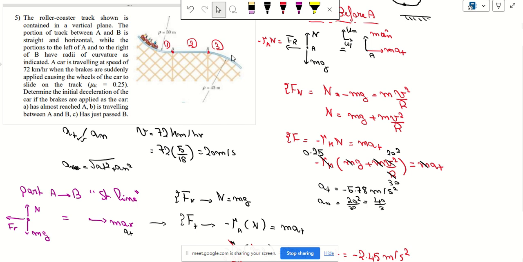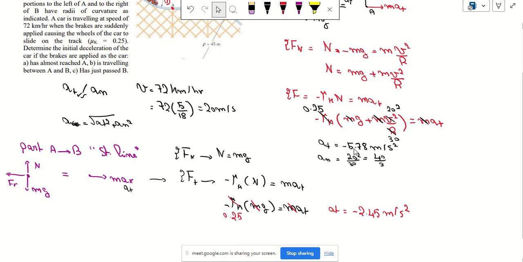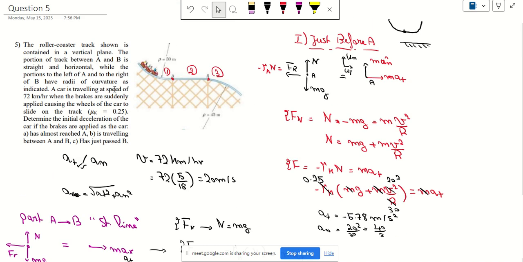And you just see that the a_t, which is responsible for the change of the speed or the magnitude of the velocity, is negative, which means that yes, I'm starting with 72 kilometers per hour, but now I am decelerating. At point A I'm having a velocity which is less than 72 kilometers per hour, and at point B a velocity which is less than the one at point A. So it's clear now.